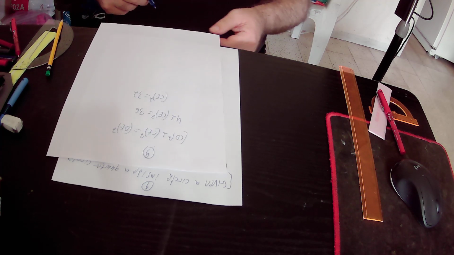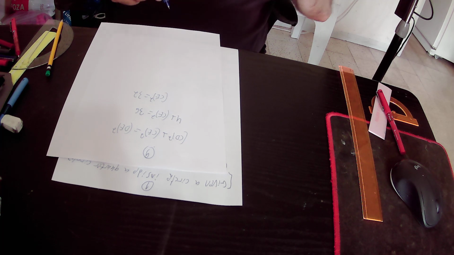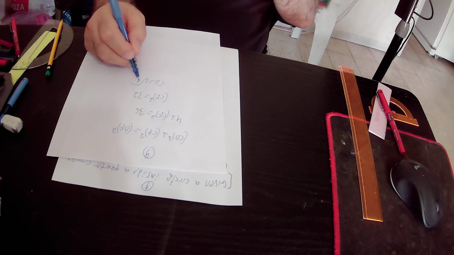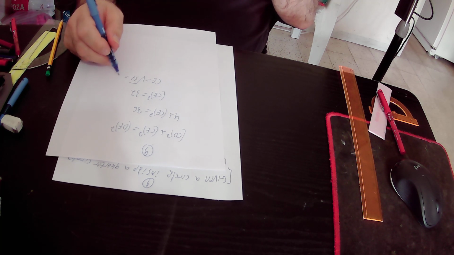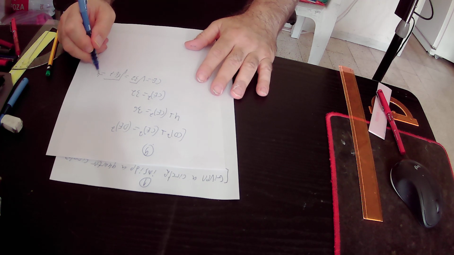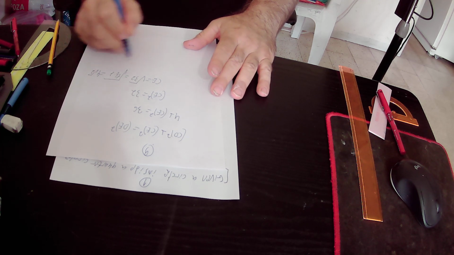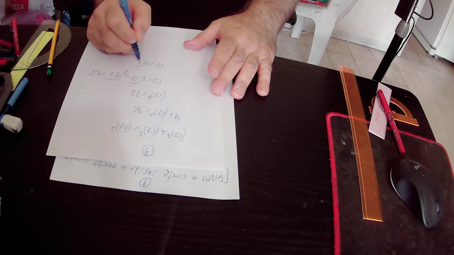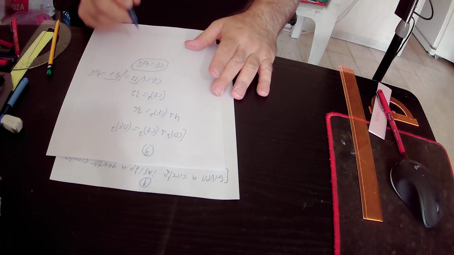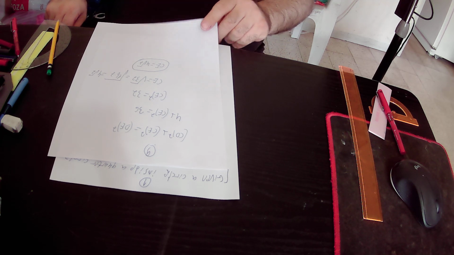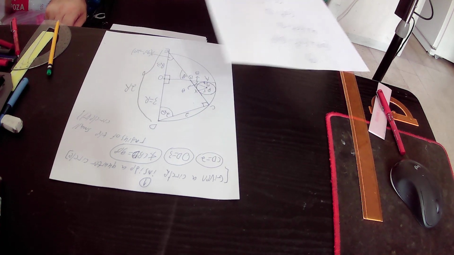So here we take the root of this equality and we get that CE equals the root of 32. And 32 equals 16 times 2, and the root of 16 is 4, so we get that CE equals 4 times root 2 units.